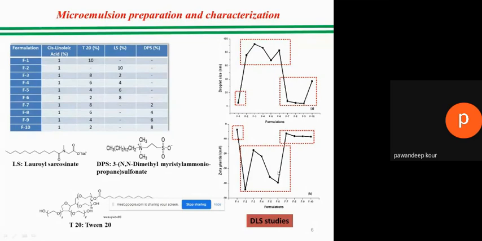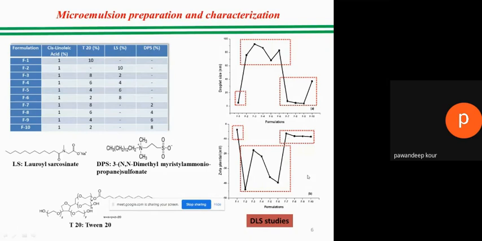The zeta potential tells us about the charge of the droplet. We can see that all these microemulsions have a size of less than 100 nanometers, but they have negative zeta potential values. That means it is an ideal value for the microemulsions. And as expected, those formulations which were stabilized by anionic surfactant have more negative values than those formulations which are formed by non-ionic or zwitterionic surfactants.